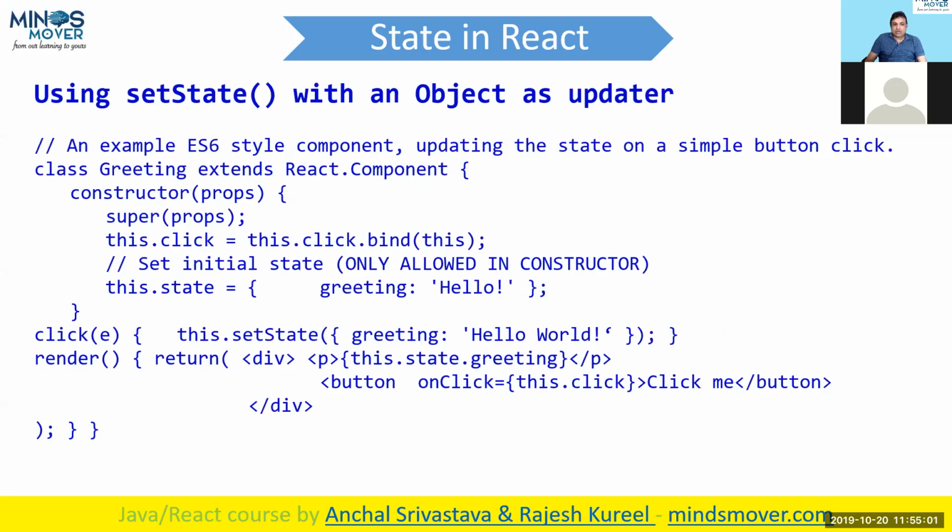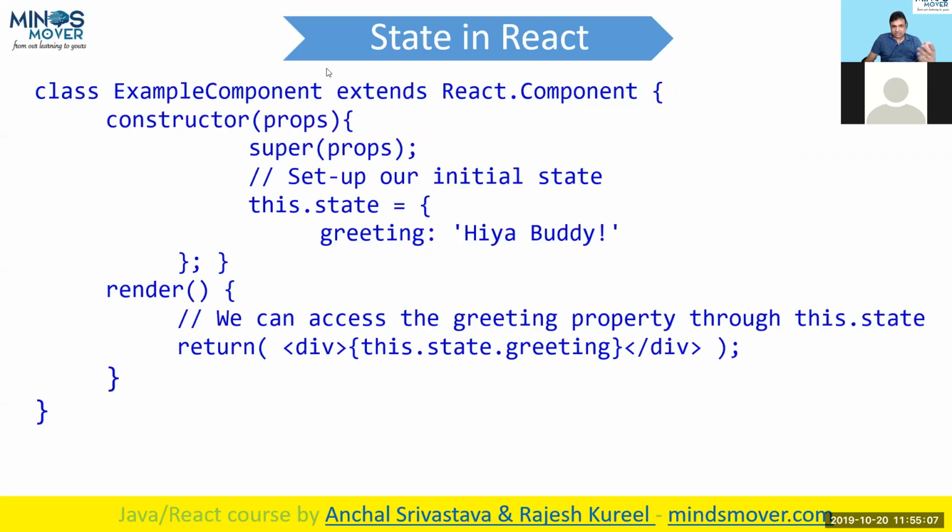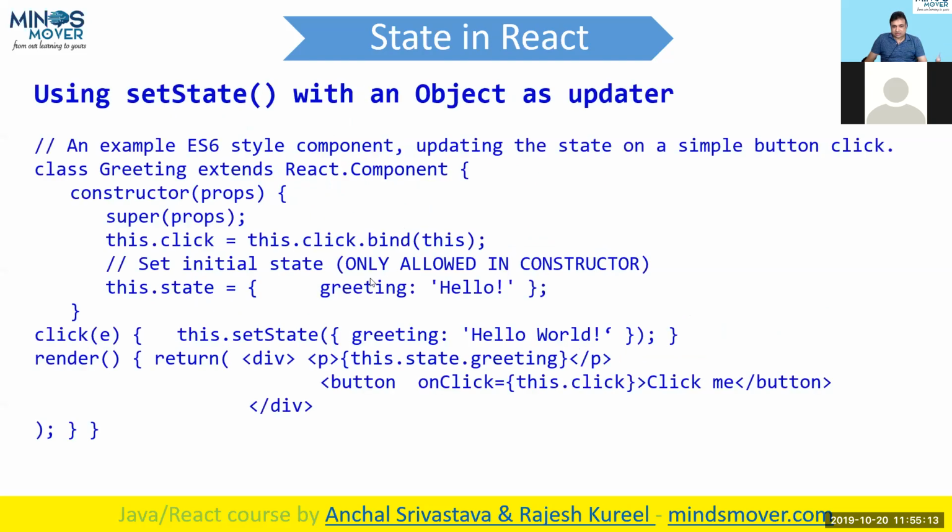Okay. So now, let's say on some user event, you want to set the state, right? Initially, you set the state in the constructor. Now, if you want to do that on some user event, you will use the setState method. Here, this.state is equal to greeting: hello. So this is the initial state which you are setting in the constructor, right?